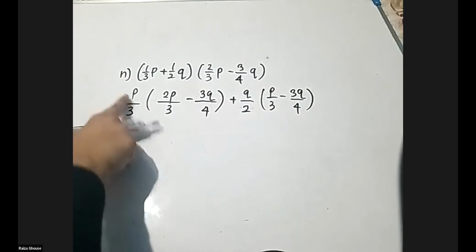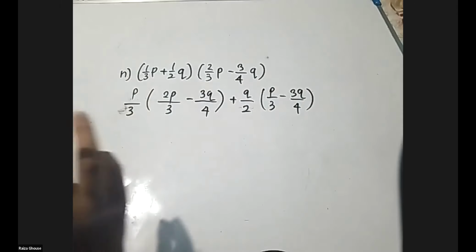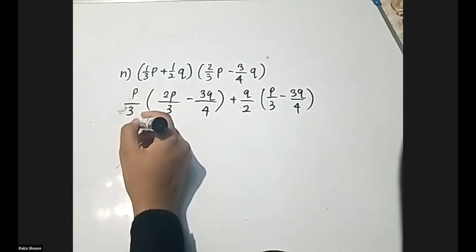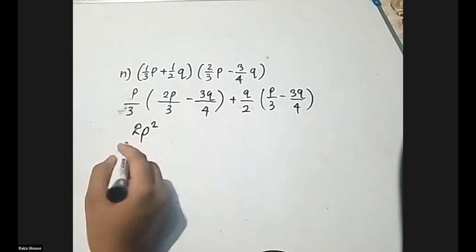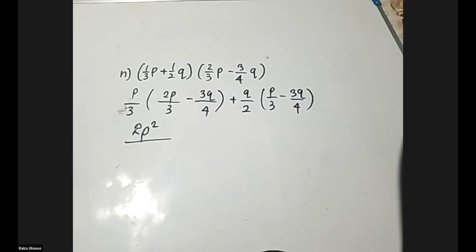If I multiply this, what will happen? P into 2P. Listen carefully. Don't ask me again. P into 2P, 2P squared. If you really didn't understand, ask me, okay? And here, what should it come? Denominators. What should it come? 3 into 3, 9. Yes, 3 into 3, 9. Others? Any other answer?